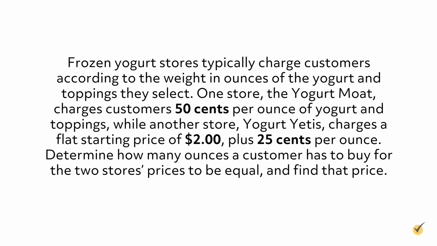Let's wrap up with a real-life example. Frozen yogurt stores typically charge customers according to the weight in ounces of the yogurt and toppings they select. One store, the Yogurt Moat, charges customers 50 cents per ounce of yogurt and toppings, while another store, Yogurt Yetis, charges a flat starting price of $2 plus 25 cents per ounce. Determine how many ounces a customer has to buy for the two stores' prices to be equal, and then find that price. Pause the video here and solve this on your own first.